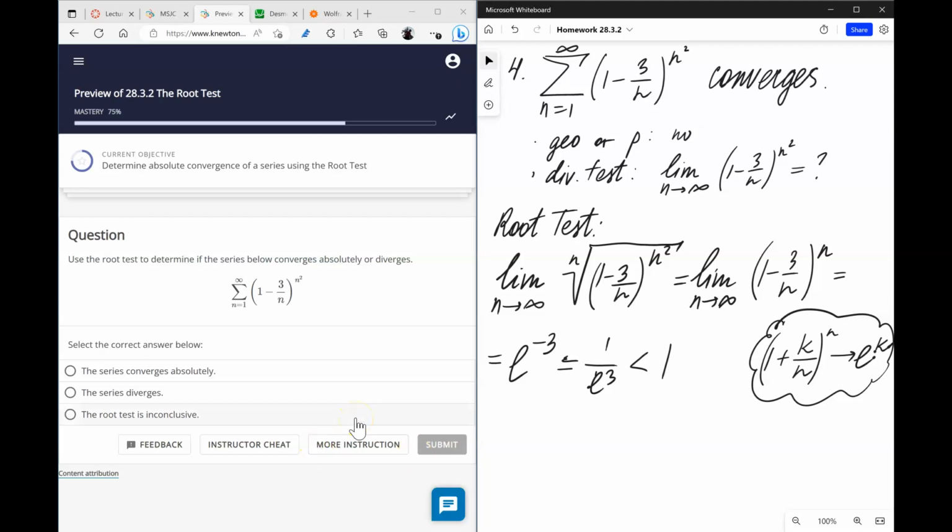But for series with only positive terms, absolute convergence is the same as regular convergence. So the answer is converges absolutely here.